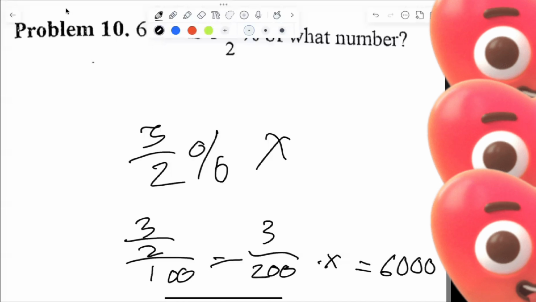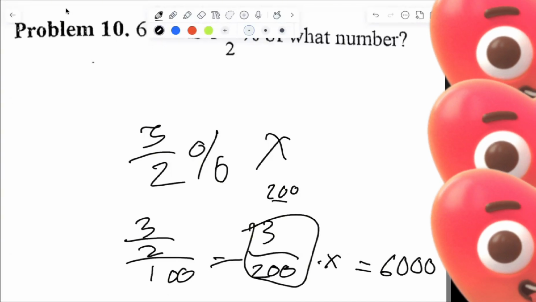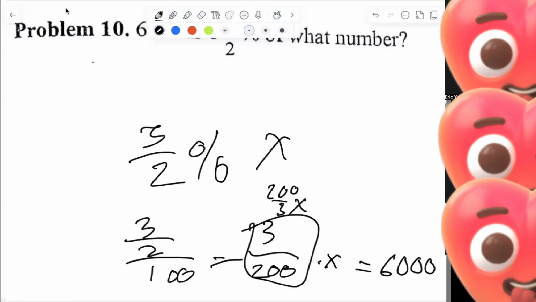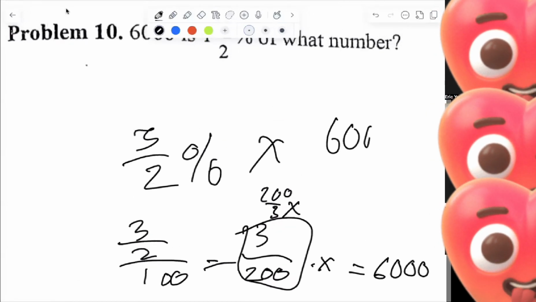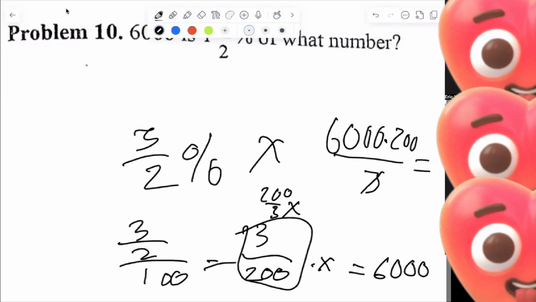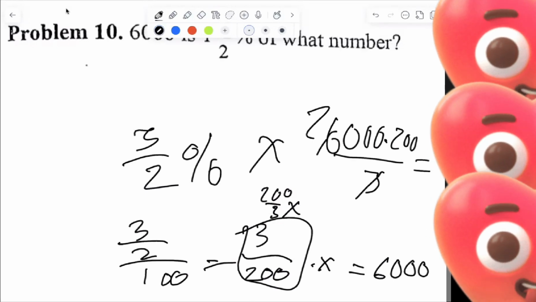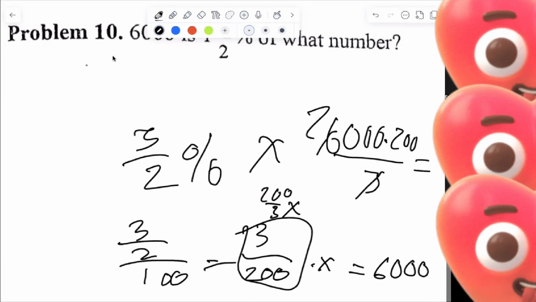Then we multiply by the reciprocal of 3/200, which is just 200 divided by 3, and multiplying them together, we get 1. Or we multiply 6,000 by 200 divided by 3. This gives you 200 times 2,000. It gives you 400,000 as the answer.